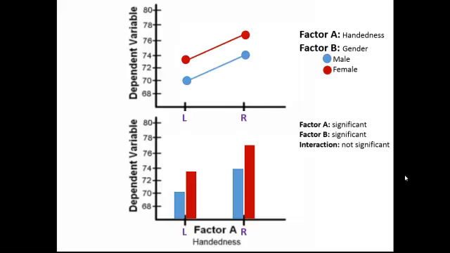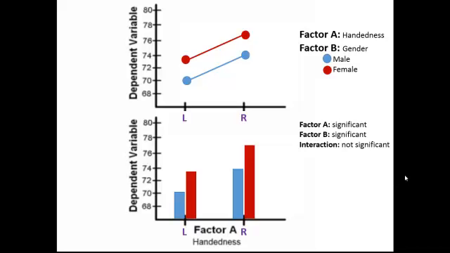Now in this case, and again remember that the top graph and the bottom graph are showing the same trends and relationships. Here when we look at factor A, we're looking again only at handedness. We don't care if the subjects are male or female. So I'm showing you the mean values by these bars. So this is the mean of males and females who are left-handed and the mean of males and females that are right-handed. And you see there's a higher value for the dependent variable for right-handed individuals. So therefore that factor is significant.